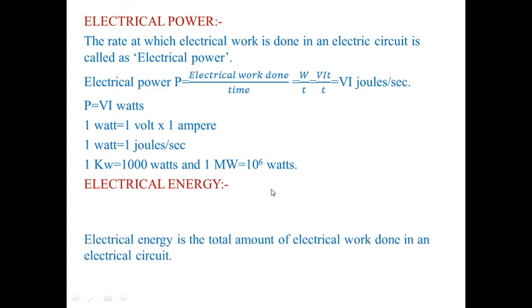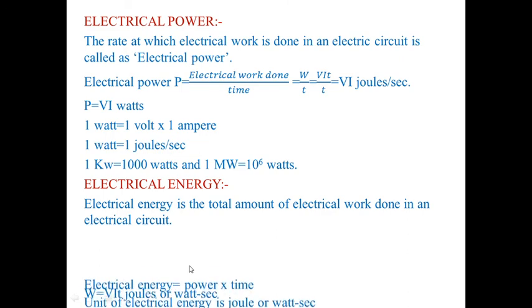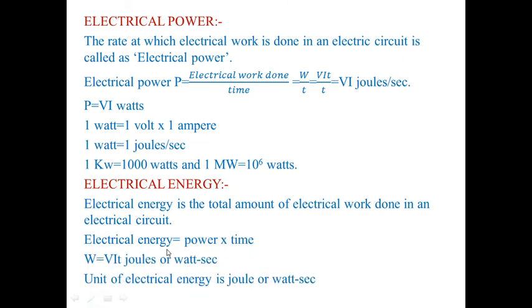So next, electrical energy. Electrical energy is the total amount of electrical work done in an electrical circuit. So what is meant by electrical energy? The total amount of work done in an electrical circuit is called electrical energy. So electrical energy is given by power into time. If you multiply the power with respect to time, how long the electrical power has been used, that is the total electrical energy.